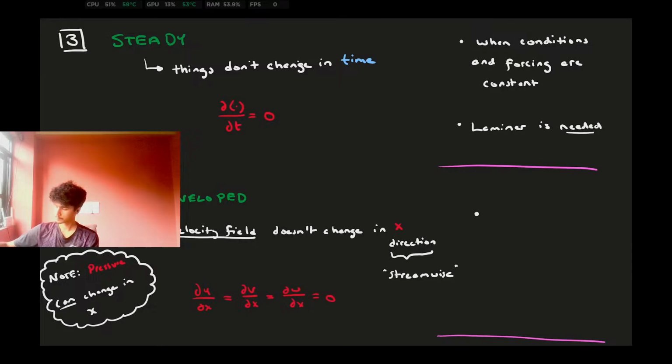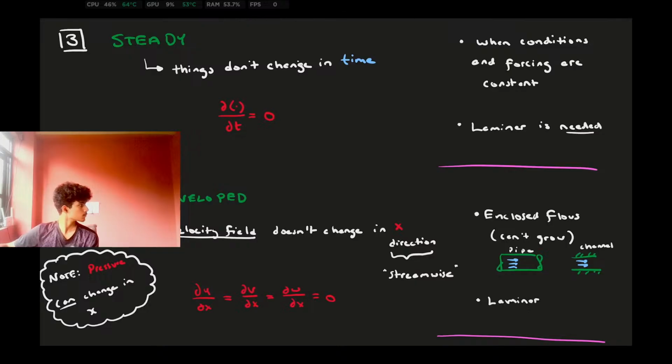This happens in enclosed flows specifically, like pipes and channels. Enclosing the flow limits the flow's ability to grow, which drives it to become developed and balanced in the streamwise direction. Also, generally you need flow to be laminar to be instantaneously fully developed.